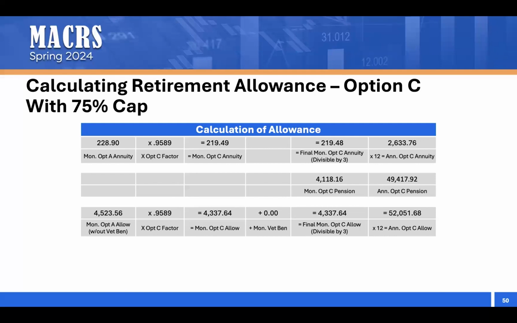And because I have a little bit of time, I want to show people a little trick to figure out how a number is divisible by 3. And this works for a number of any length. It works for numbers that have 3 digits. It works for numbers that have 103 digits. So what you do is you take the number and you add the individual digits up. So let's look at the monthly option C allowance, the $4,337.64.